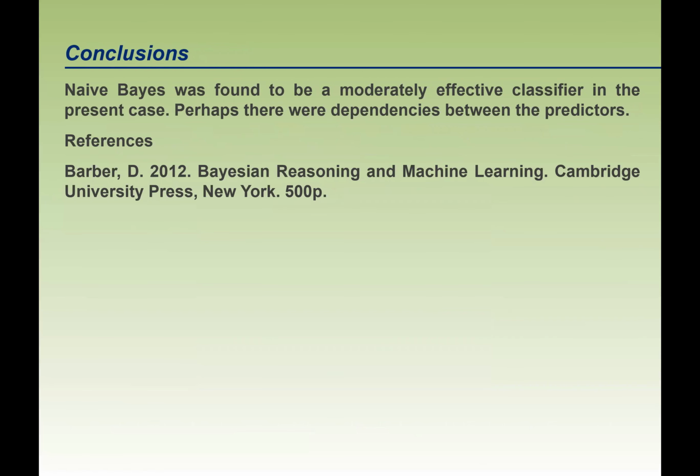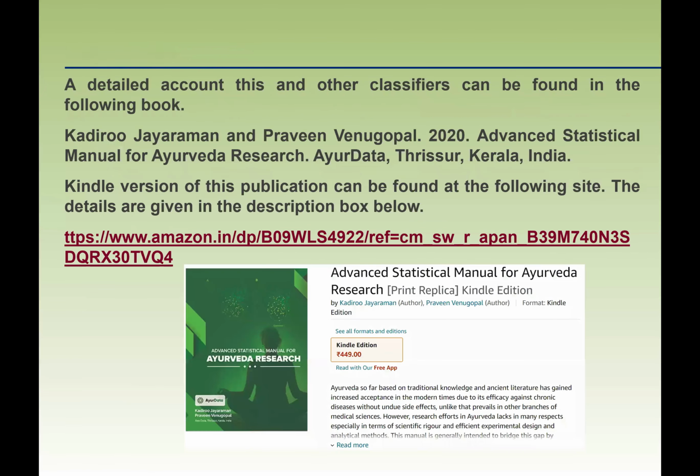Naïve Bayes was found to be a moderately effective classifier in the present case. Perhaps there were dependencies between the predictors. So the assumption of Naïve Bayes perhaps was not satisfied, and that's why it had less accuracy with the present data.